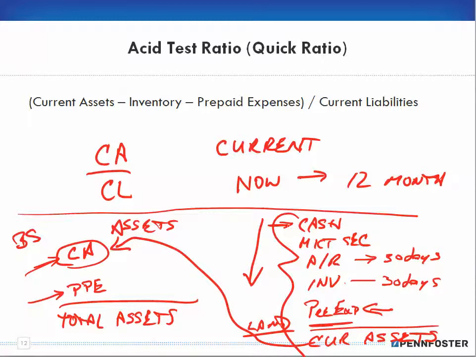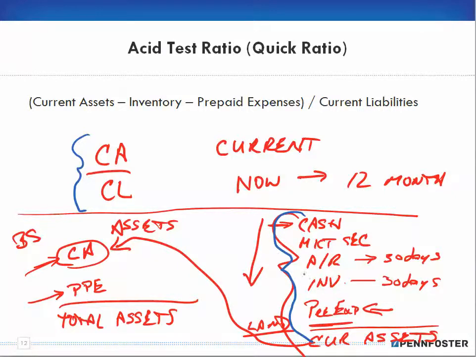Okay. What has to do with both is that when I'm looking at my current ratio, I'm looking at my current assets, the total of my current assets, and the total of my current liabilities. Well, these here are all my current assets. But now when we want to look at our asset test ratio, our quick ratio, what we want to be able to do is say, what can we turn into cash almost immediately, okay?